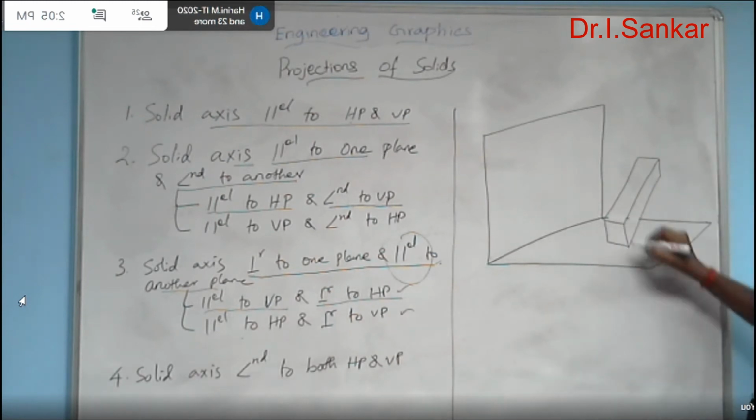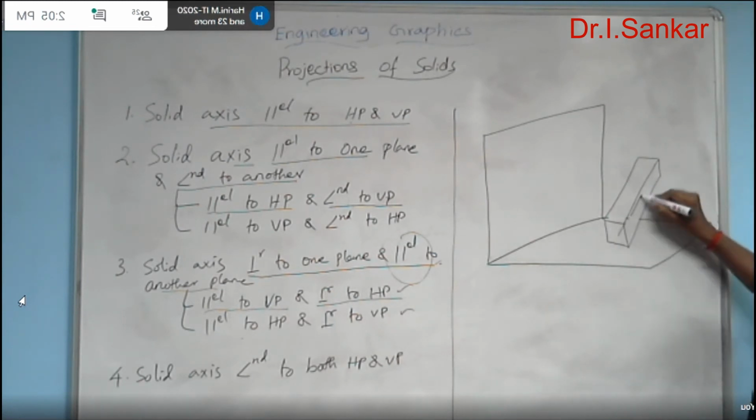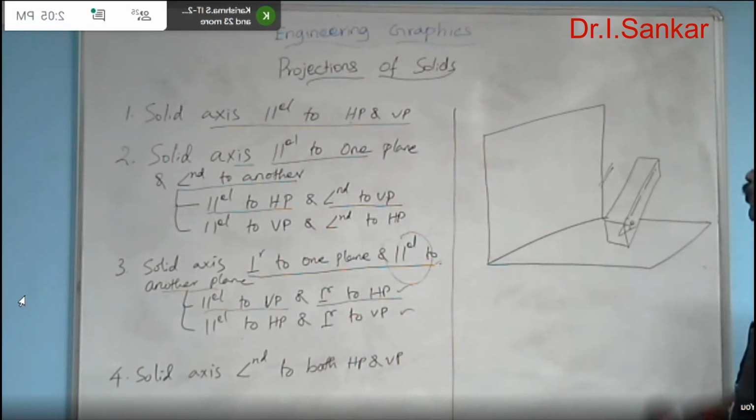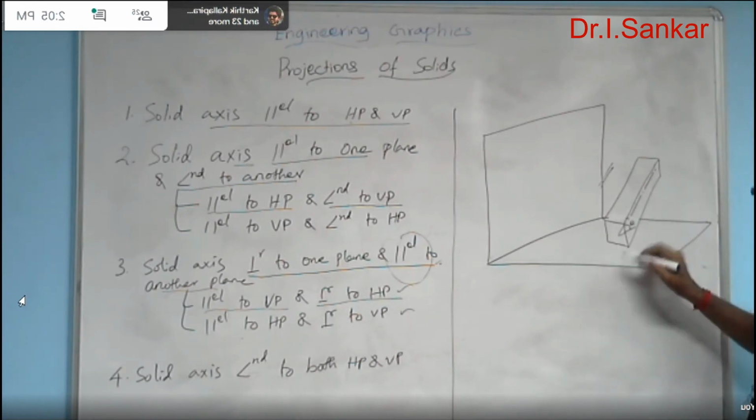See here, the axis of the solid is inclined to HP and parallel to VP. Axis of the solid is inclined to HP and parallel to VP.